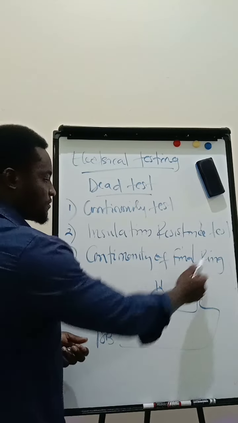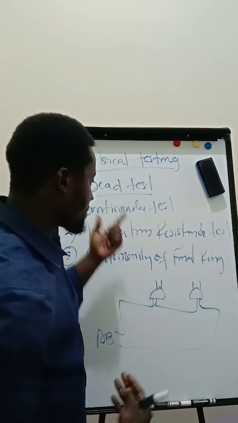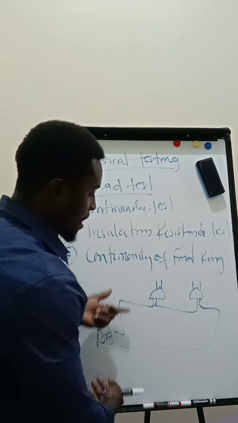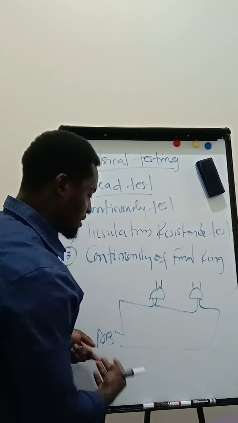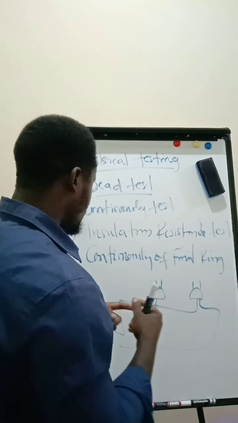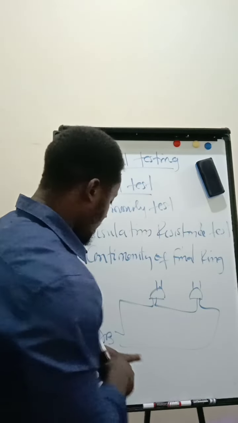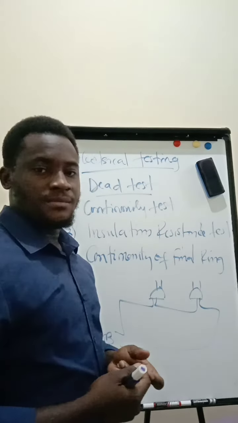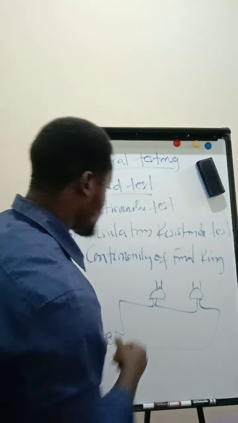So continuity for the final ring circuit, we have to also ensure it's the same as the continuity test that we are carrying out, but in this case, we will have two supplies that are leaving from the socket outlet that are coming to the DB. So we have to short one end and then test the other end. So the wires or the cables that we are shorting together on one end should be the same wires that we are testing on the other end. This is very important to know.